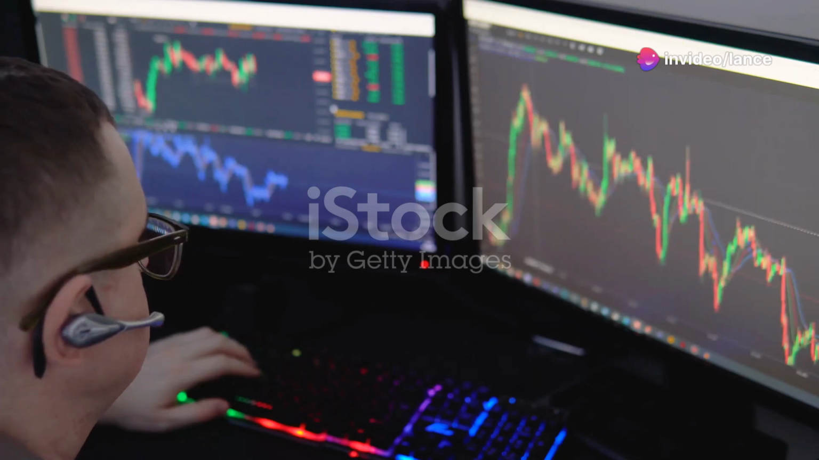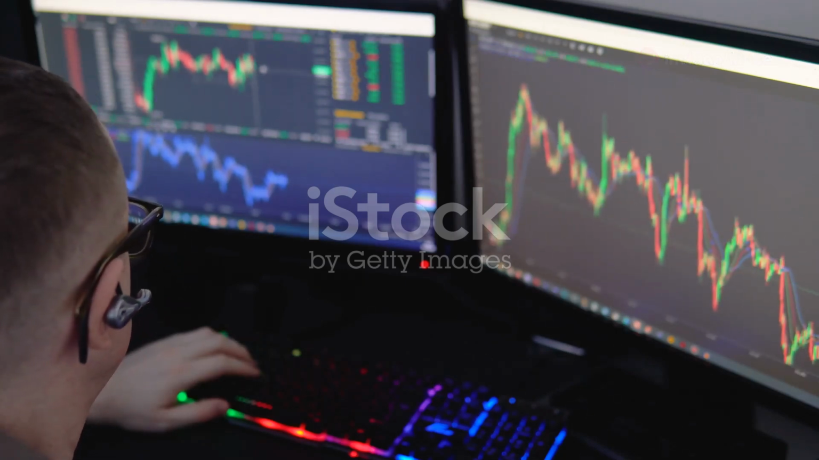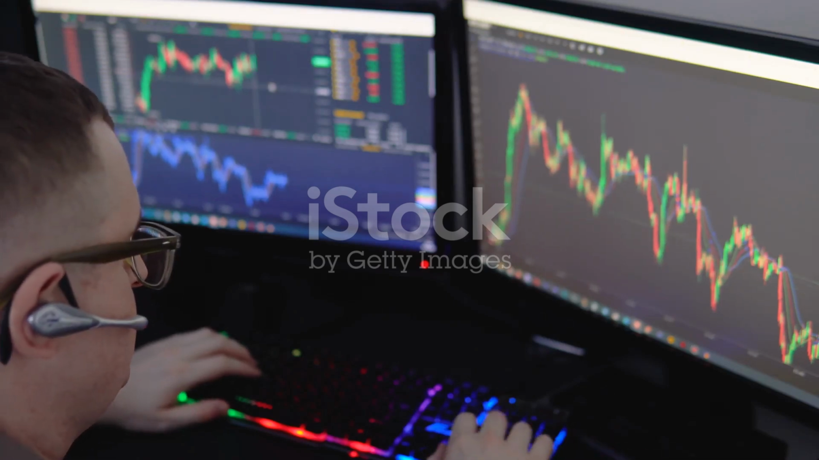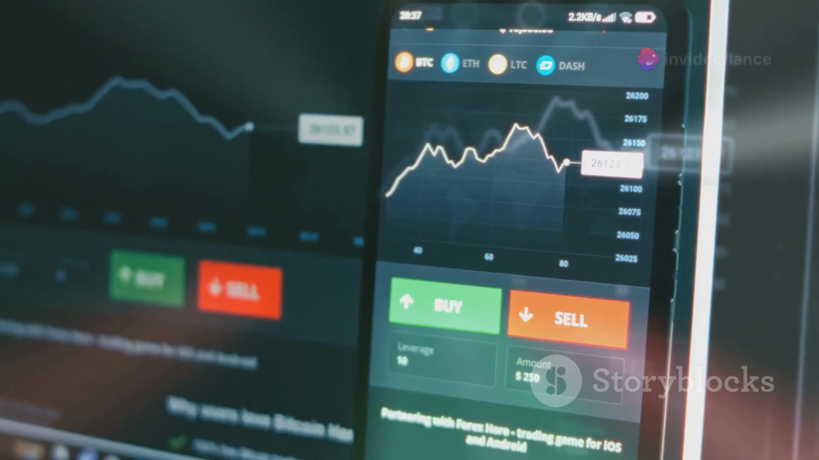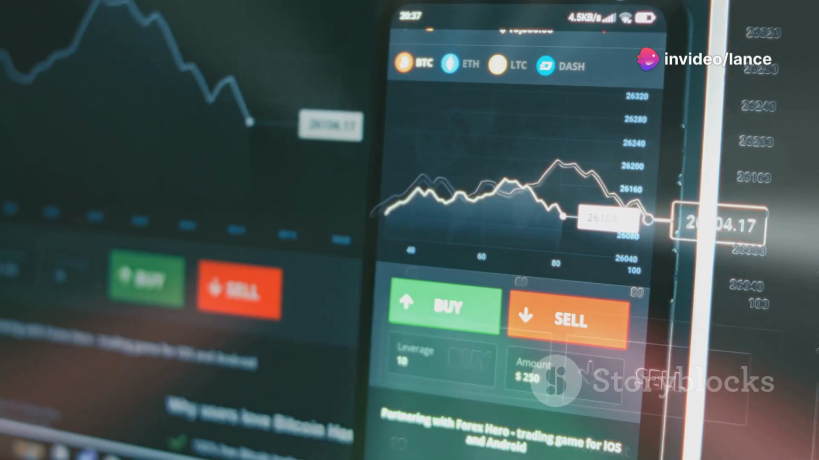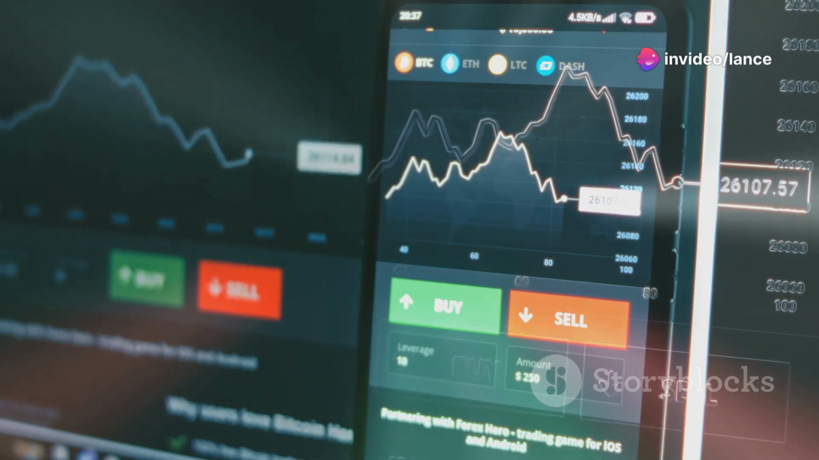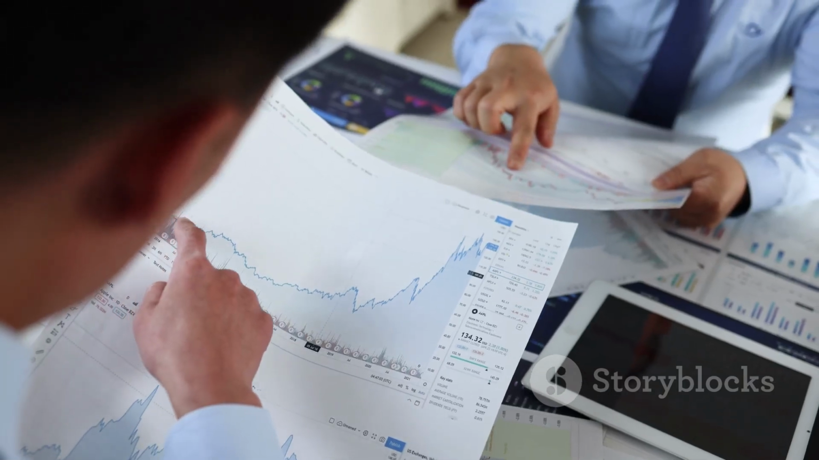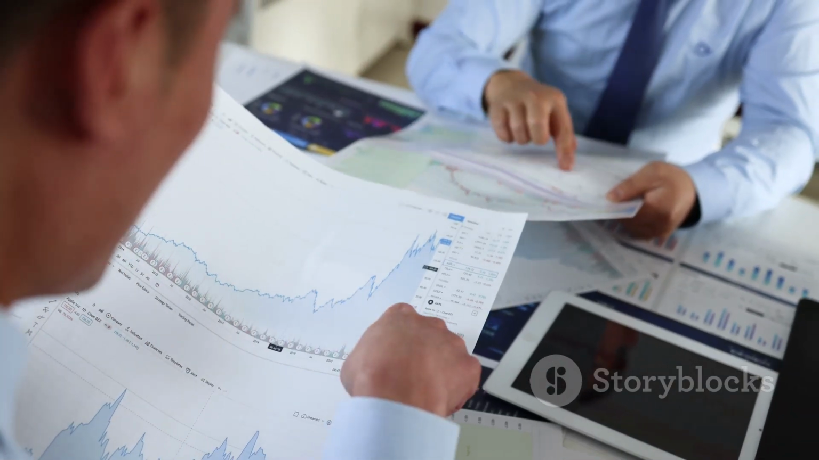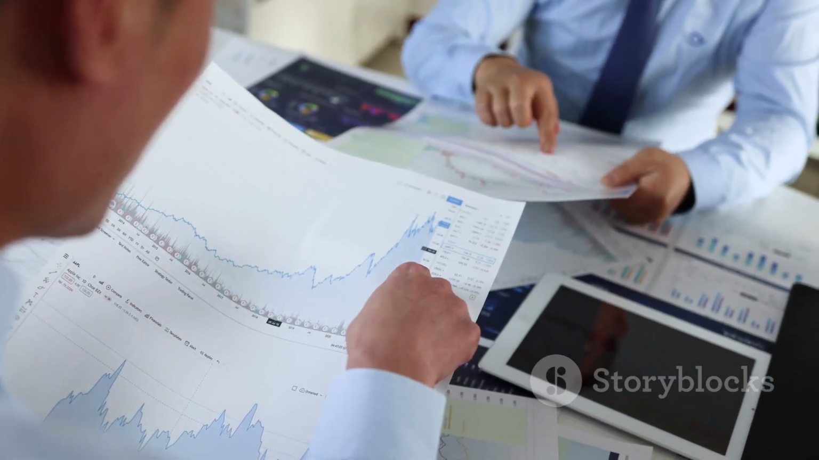All right, before we get ahead of ourselves, let's start with the foundation. What exactly are Forex signals? In the simplest terms, they're like little hints or alerts that suggest potential trading opportunities in the foreign exchange market. Think of it like having a friend in the know, giving you a heads up on which currencies are likely to move and when.